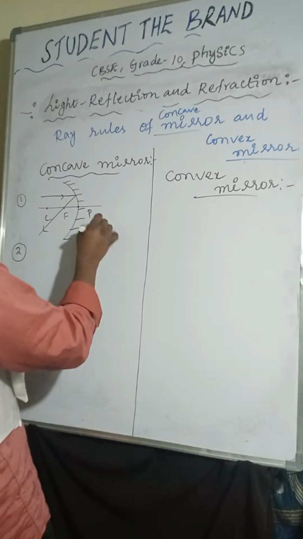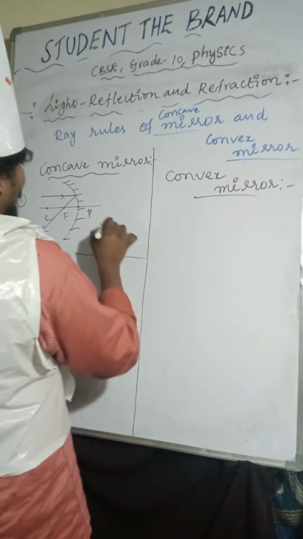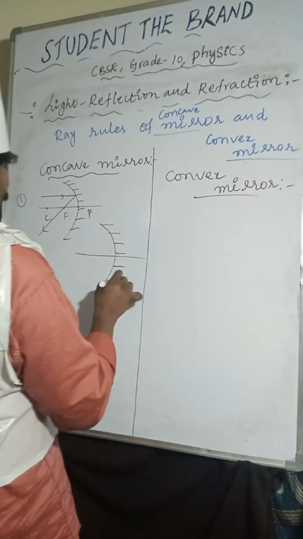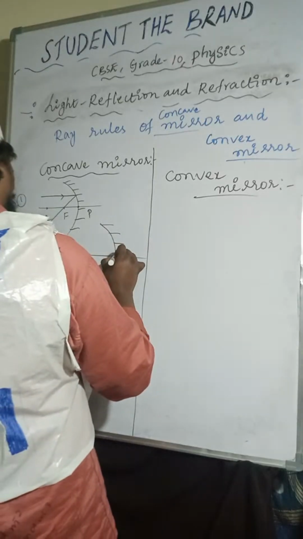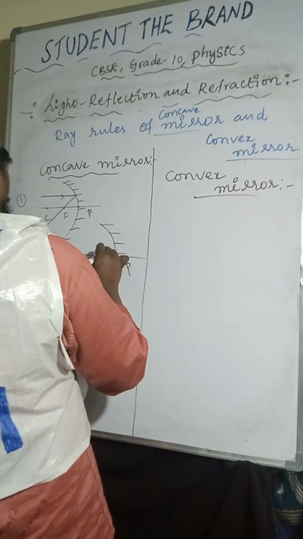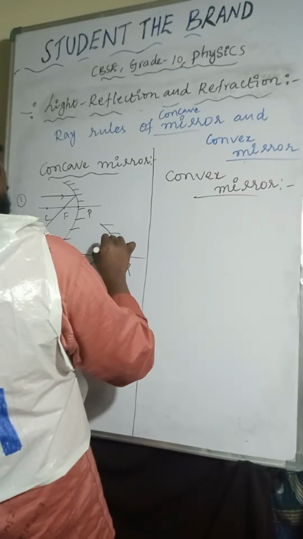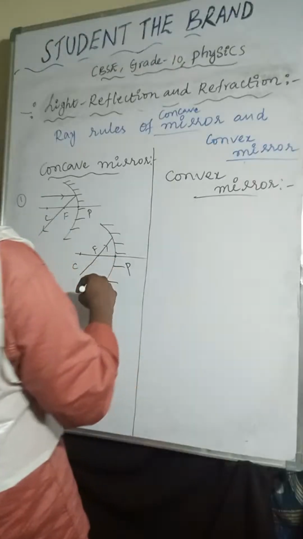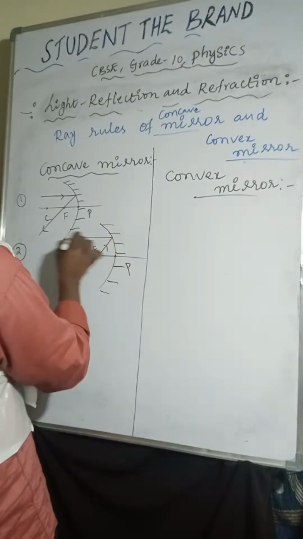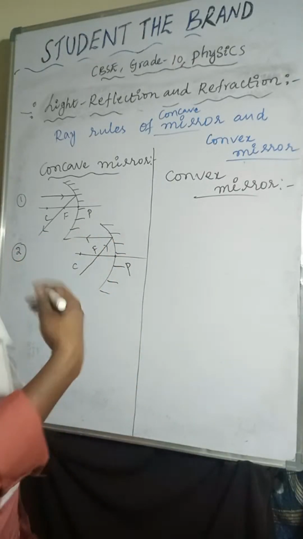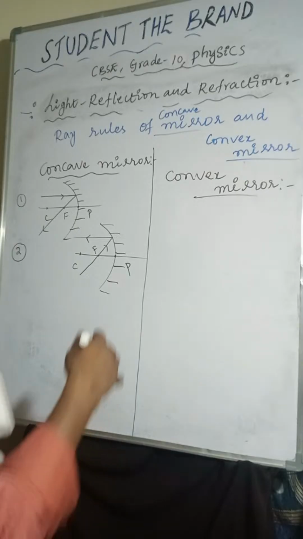Second one. A light ray passing through the focus, after reflection, moves parallel towards the principal axis.